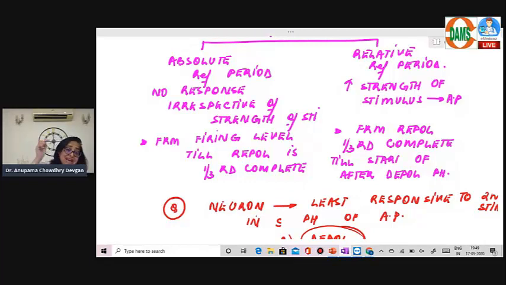Depolarization phase of the action potential, it starts from the firing level. But even when the change in potential is from minus 70 to minus 55, that is also a depolarization. But the phase of the action potential is from the firing level, because if the potential does not change to firing level, you don't get an action potential. Okay?